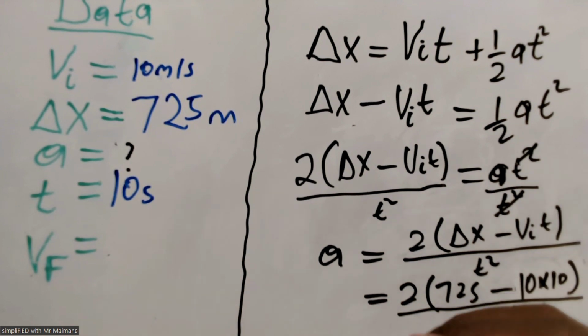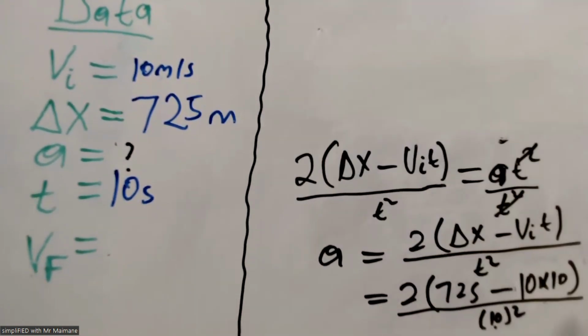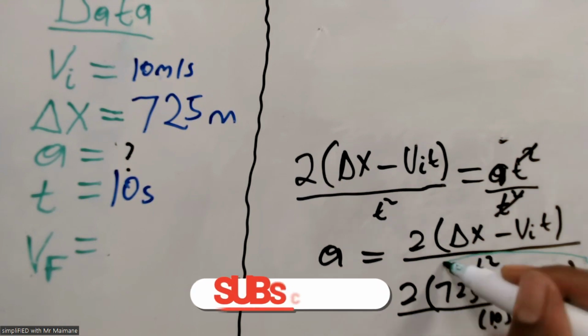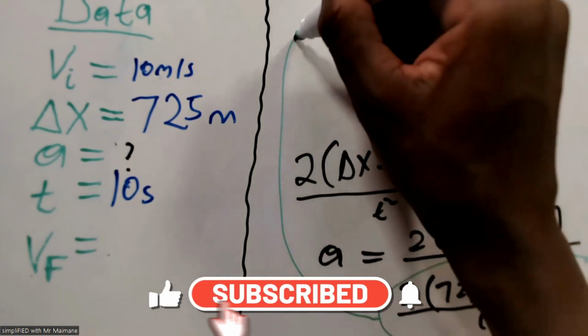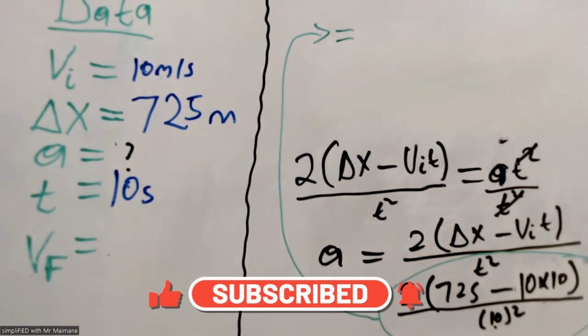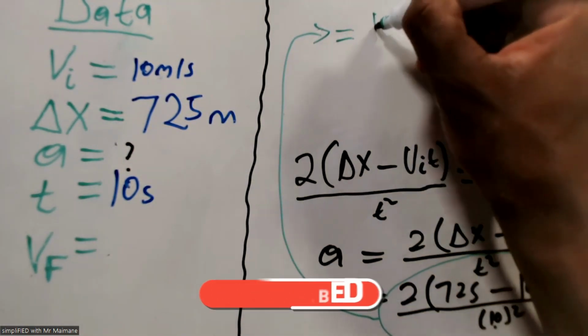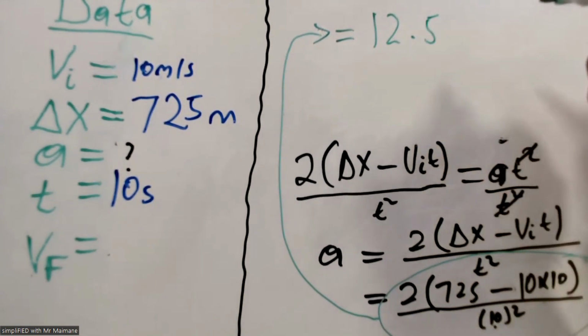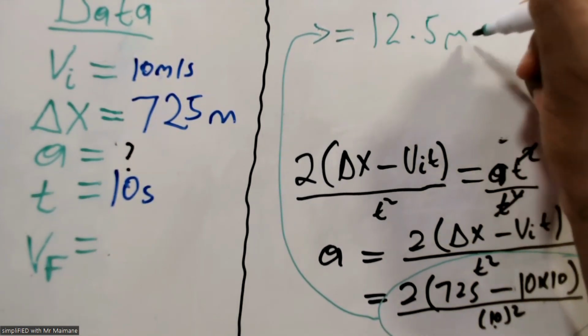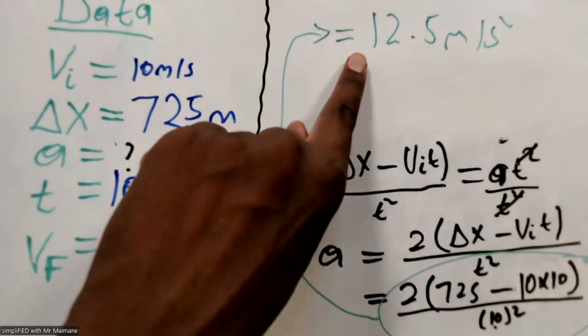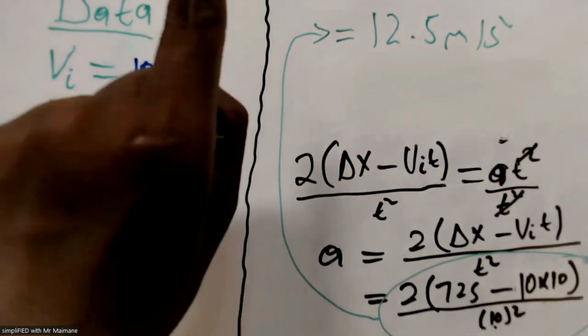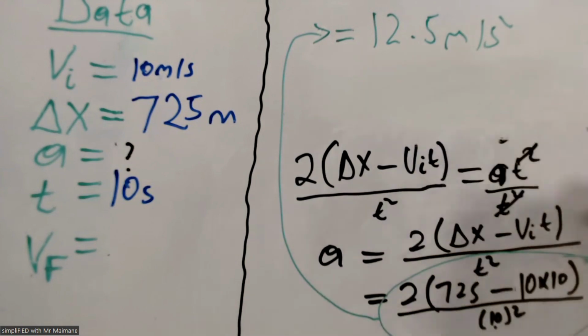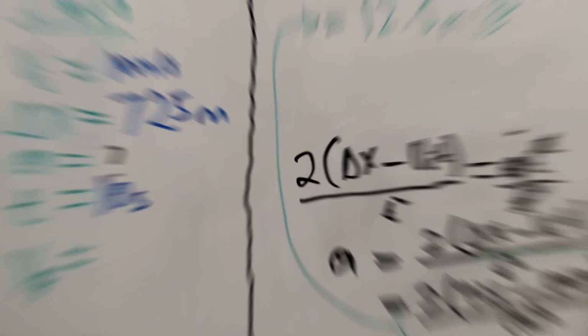If you work this out on your calculator, your answer will be 12.5 meters per second squared. So it's a positive answer, meaning it is accelerating north at 12.5 meters per second squared. But that's not the point for now.